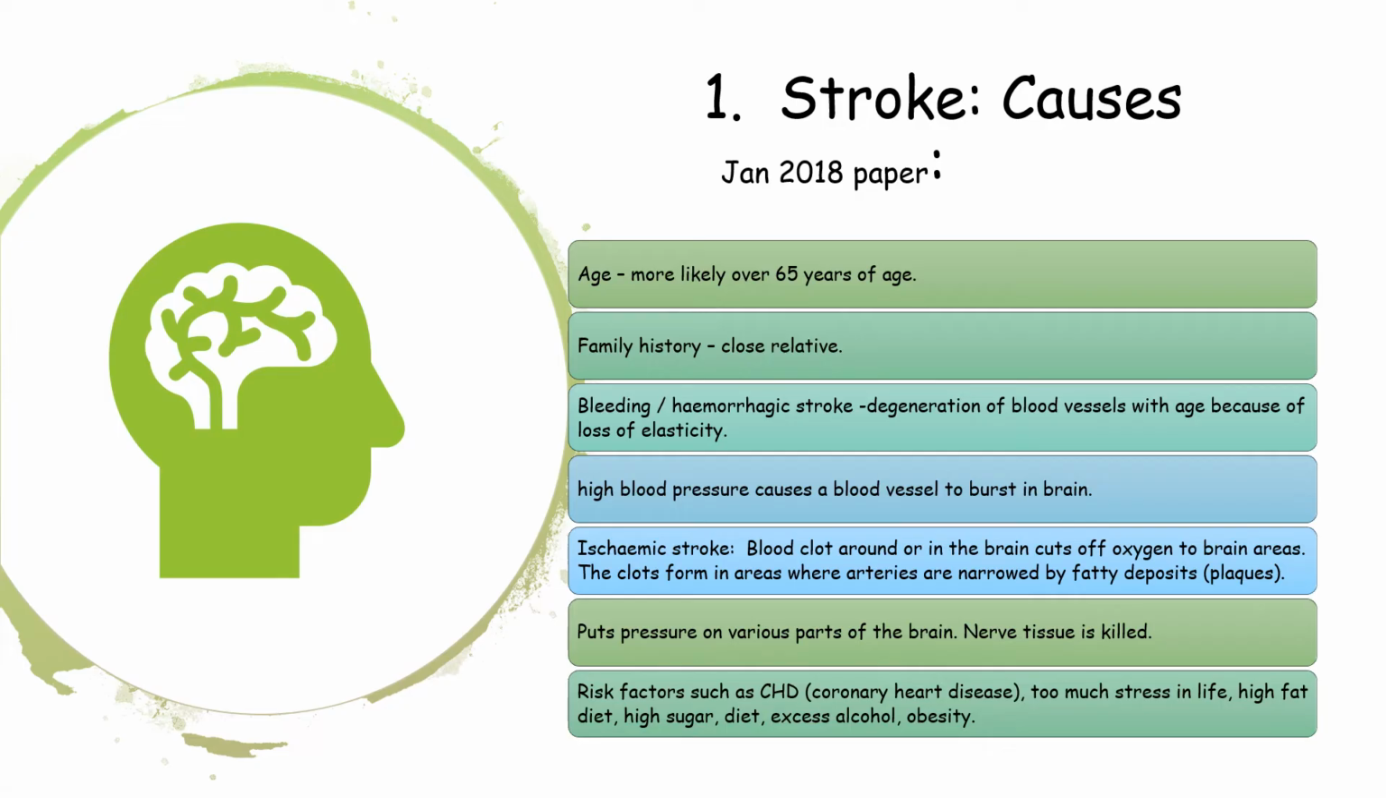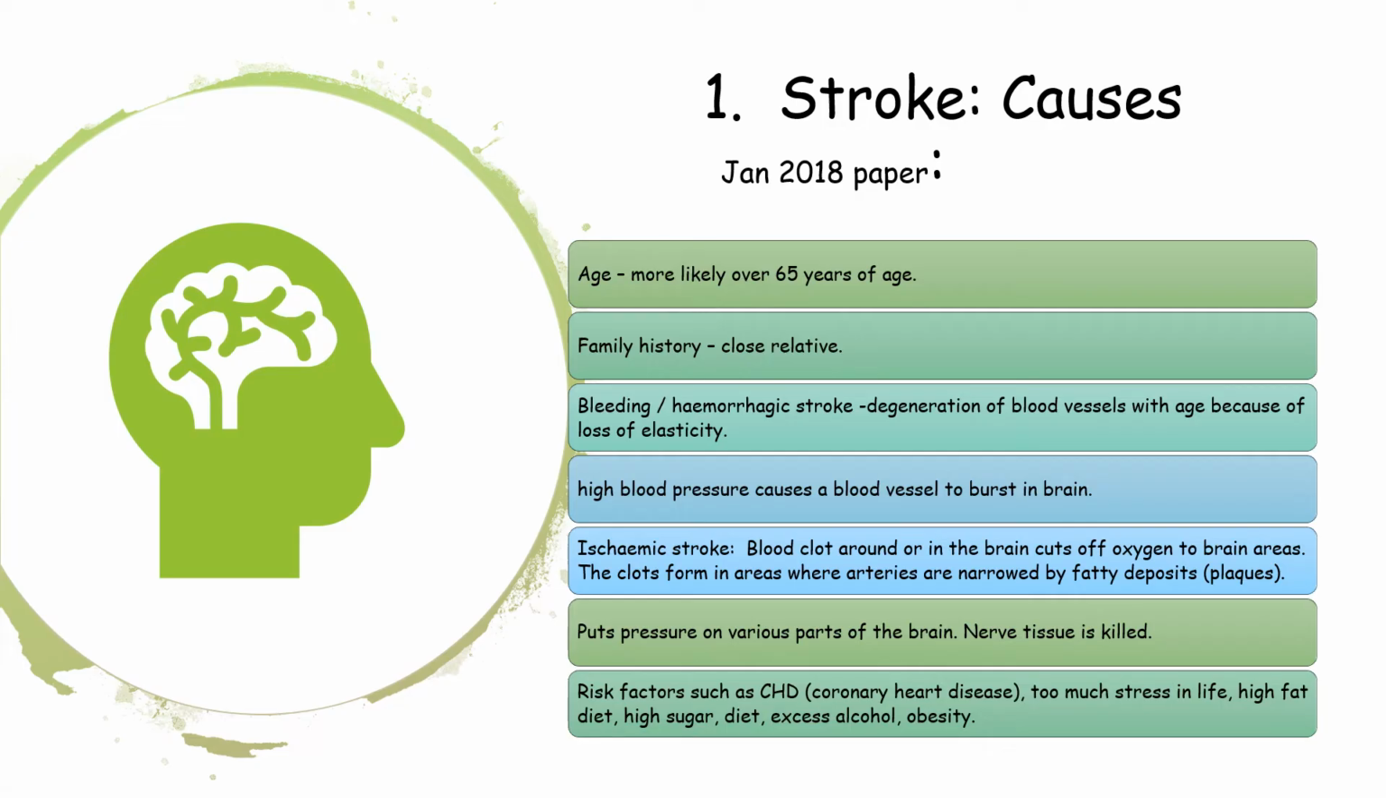So it's more likely to be if you're over 65 years of age, if you've got a family history of strokes, or if you have a heart arrhythmia that can cause it. Basically, bleeding or hemorrhagic stroke is a degeneration of blood vessels with age because of loss of elasticity. High blood pressure can cause a blood vessel to burst in the brain, causing a stroke. Ischemic stroke is a blood clot in or around the brain that cuts off oxygen to the brain. It puts pressure on various parts of the brain and nerve tissue is killed.